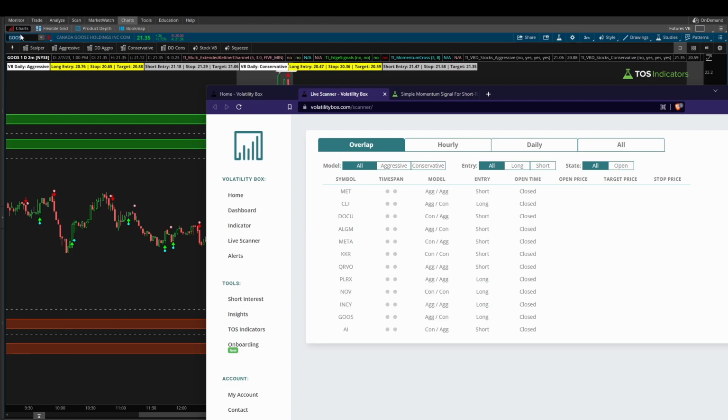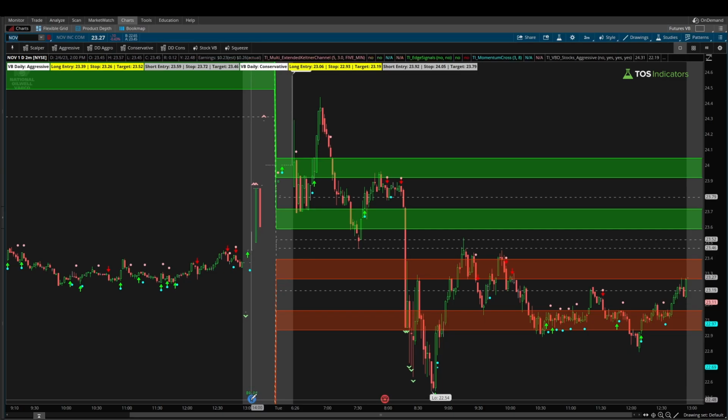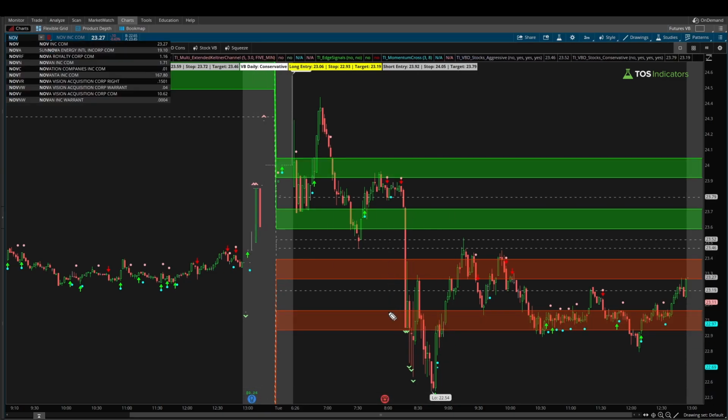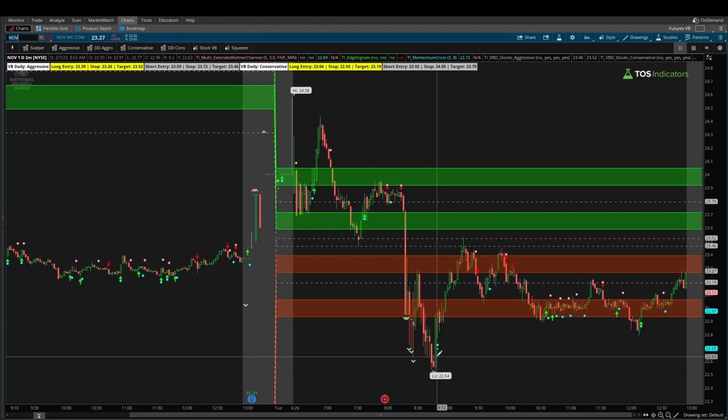Next up on the list, NOV. Inside of NOV Inc., same idea, an earnings play here, breached our volatility box zones. During the conservative, we had 1, 2, 3, 4, 5, 6 Keltner channel wedges plotting, but we made a lower low here, which is where it seemed a little less interesting to me. We weren't able to see the buyers hold, unlike Canada Goose there.